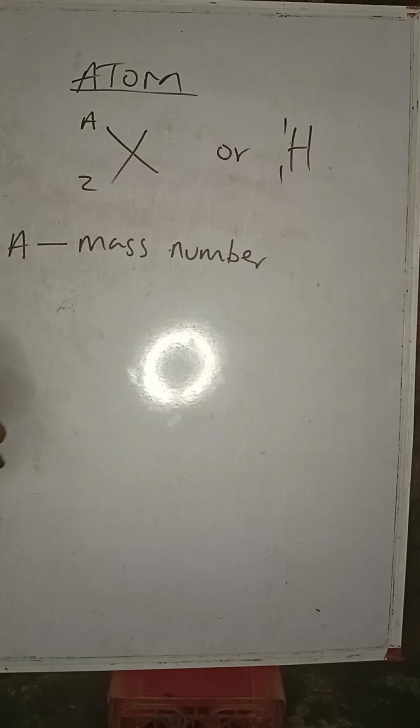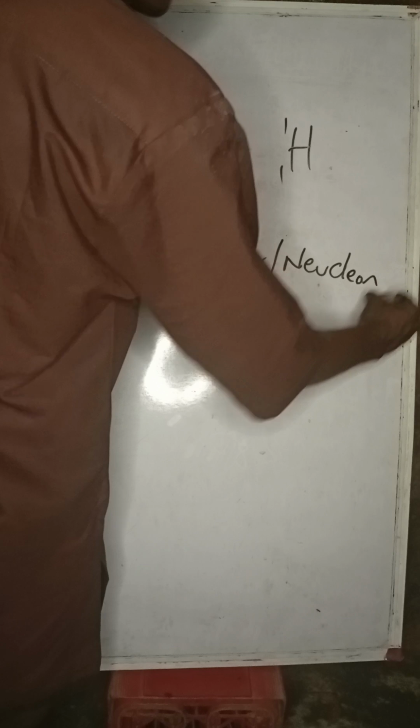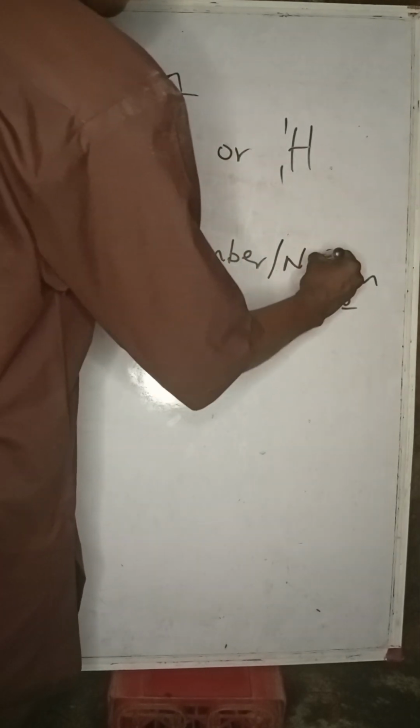Atomic mass is the mass of an atom. It's usually given in AMU. So A can be atomic mass, but basically, let's look at mass numbers for now. A stands for mass number, or as I said, nuclear number. It is the sum of the major particles in the nucleus.